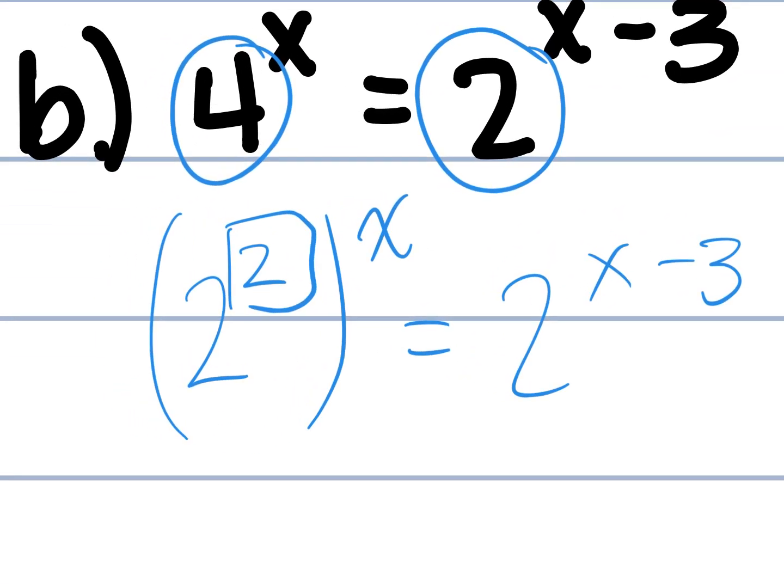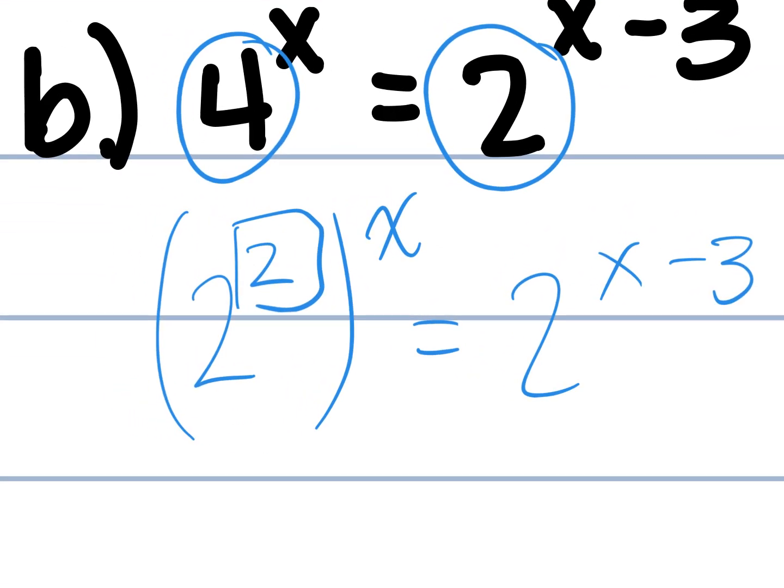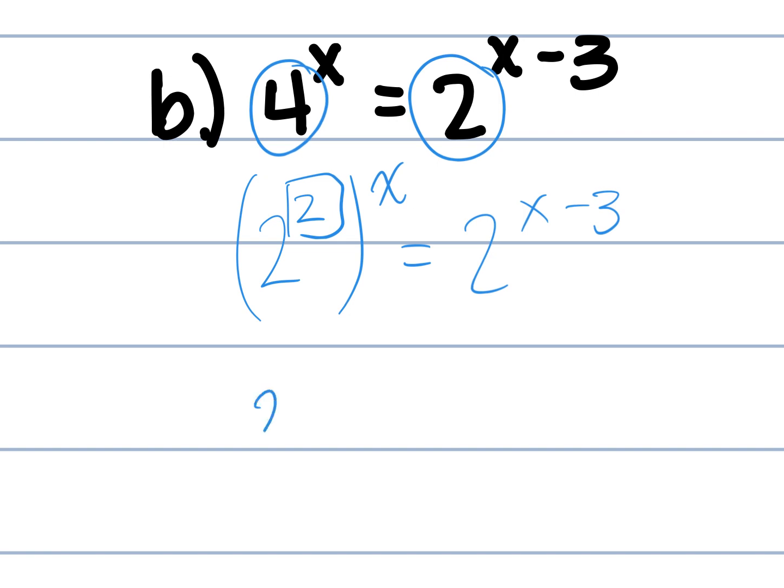Okay. What do you do when an exponent is raised to another exponent? Multiply them. What's 2 times x? So let's write this again. It's 2 to the 2x equals 2 to the x minus 3. Does this look familiar now?